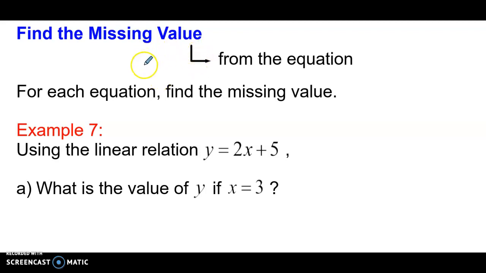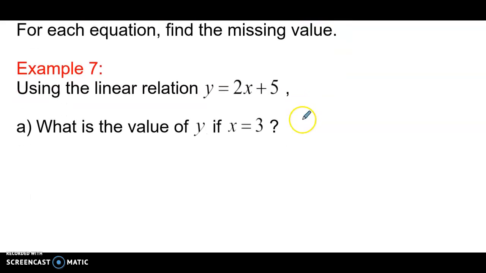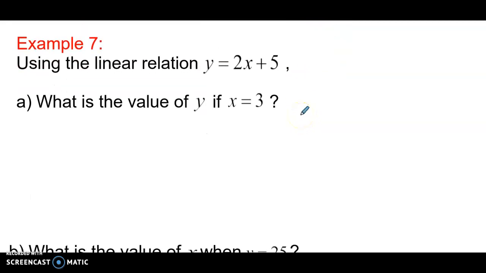In example 7, we're going to find a missing value given only an equation. So for each equation, find whichever value is missing. So we'll be looking for either the x value or the y value. So here's my equation. This is my rule. In my rule, I need to find out what y is when x is 3.